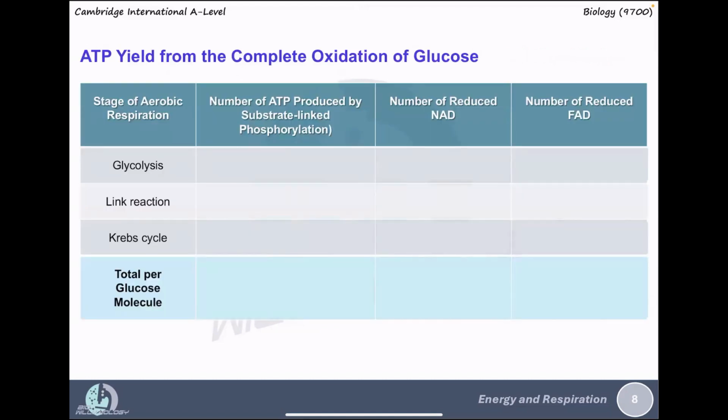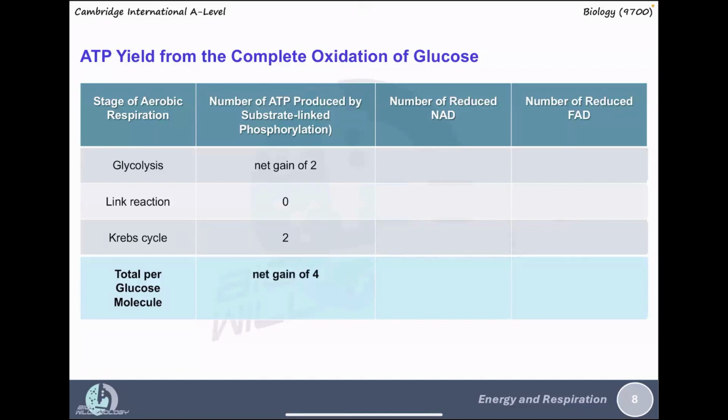So now let us compare the ATP yield for the complete oxidation of glucose. Let us look at the ATP produced by substrate-linked phosphorylation during glycolysis. There is a net gain of 2 molecules of ATP. Link reaction, unfortunately, no ATP is produced through substrate-linked phosphorylation. Krebs cycle, yes, we have 2 molecules of ATP produced through substrate-linked phosphorylation. So there is a total of 4 ATP produced by substrate-linked phosphorylation.